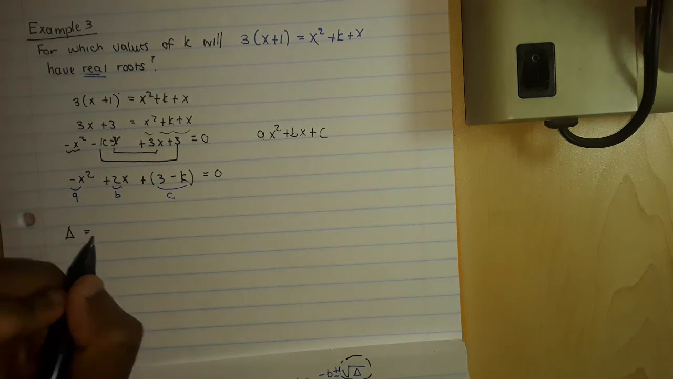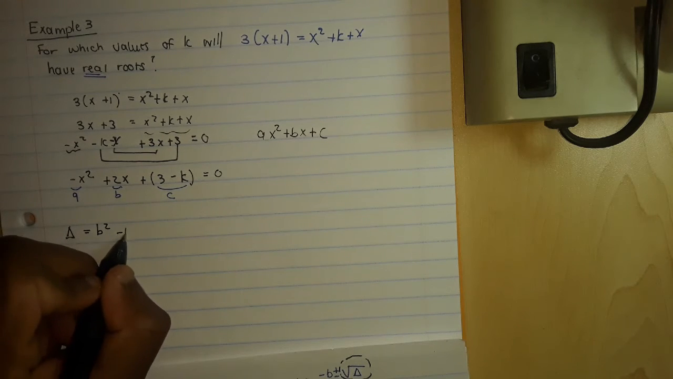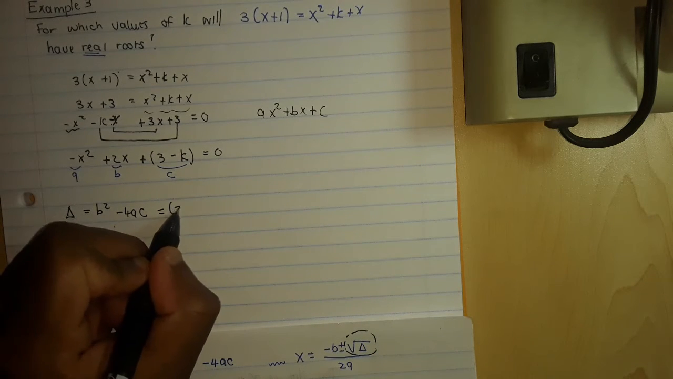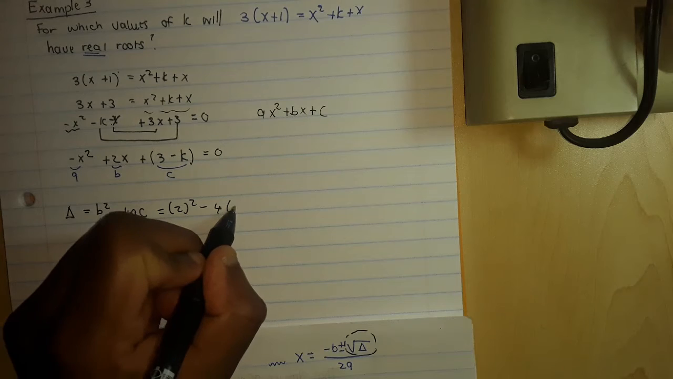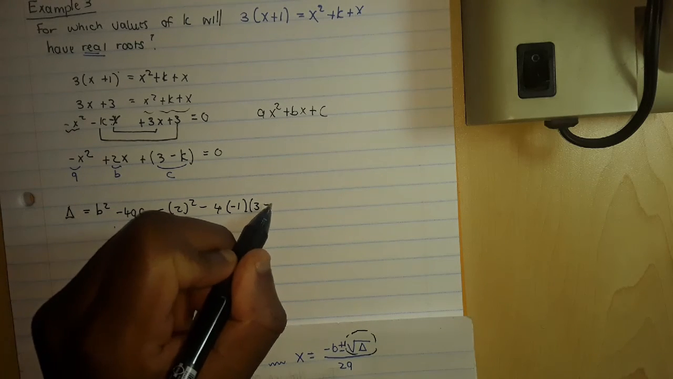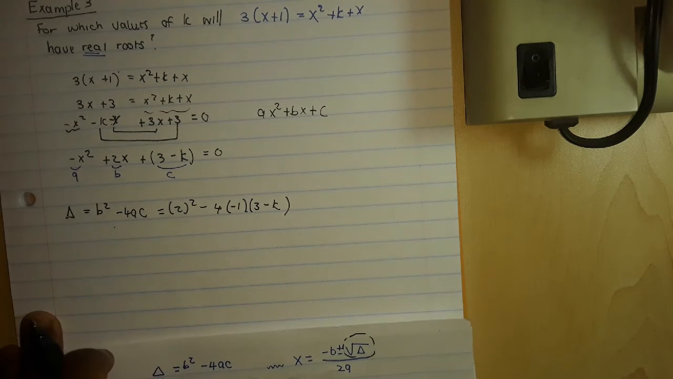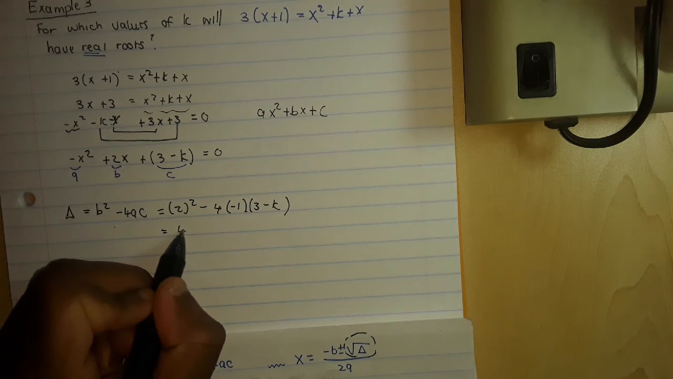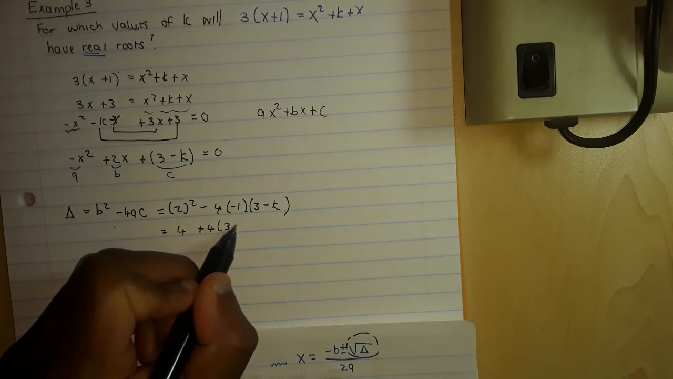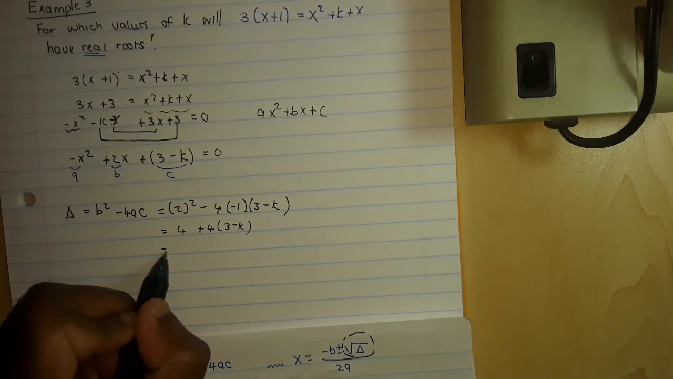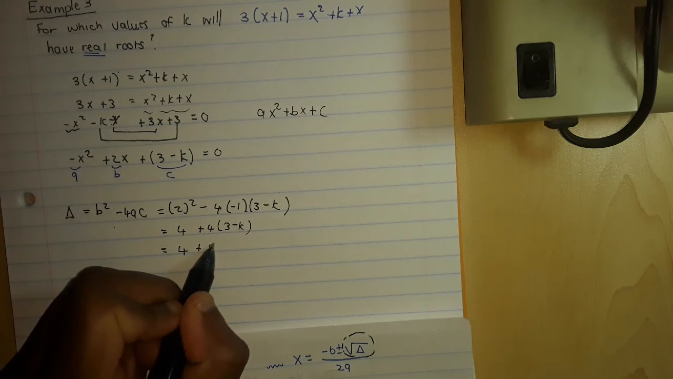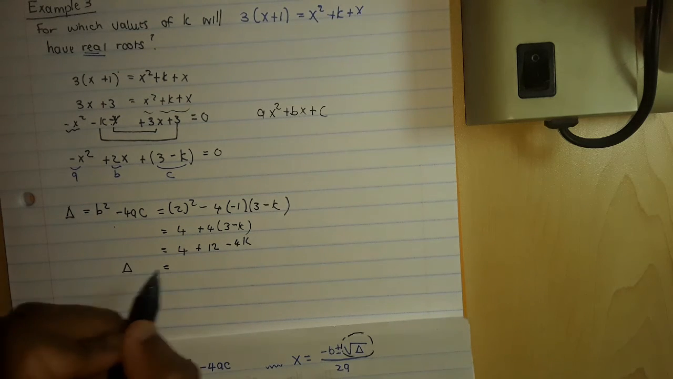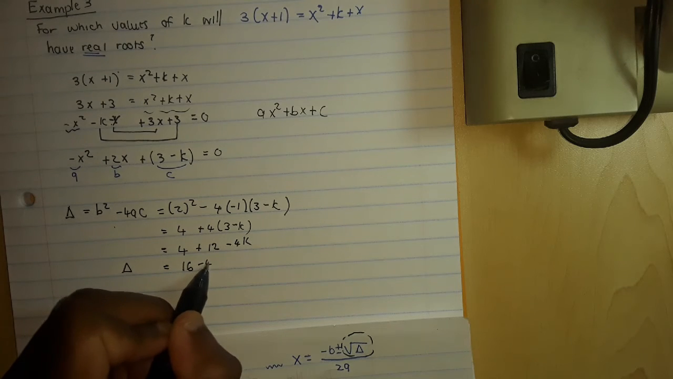So our delta equals b squared minus 4ac. If we plug in our b, we have 2 squared minus 4, our a is minus 1, our c is 3 minus k. So we simplify this further, and we'll have 4 plus 4 times 3 minus k. I don't have to do all these calculations, but I'm just doing them to make sure there are no errors in between. And then a further simplified answer will be delta equals 16 minus 4k.